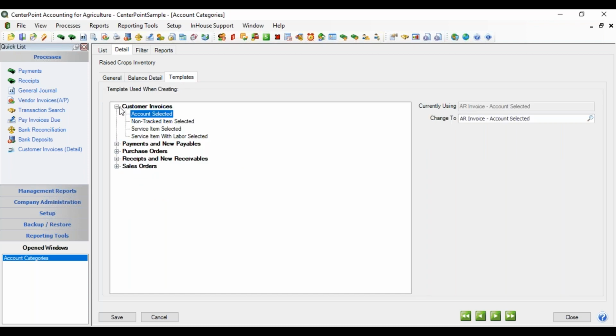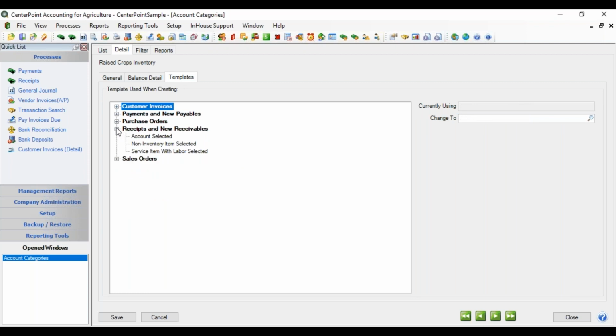So the templates are also setting a default template for accounts in this particular account category. And templates in CenterPoint are used as a pattern to identify the accounts that need to post when you're using this account for the activity that you're doing. So in this case, we're in raised crop inventory. If I were to select a raised crop inventory in my receipt screen, it would pick up this template of DT sell raised inventory. And what that template is doing is has 4 different journals in it.